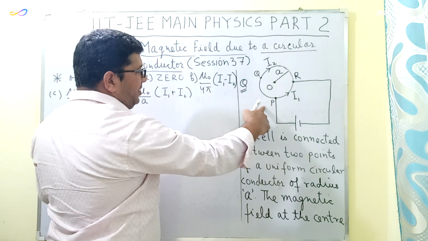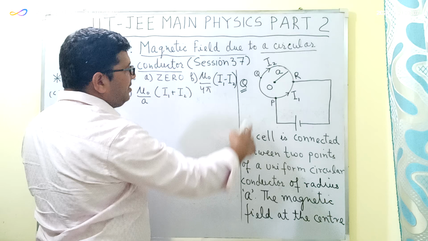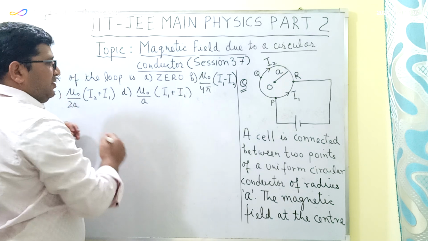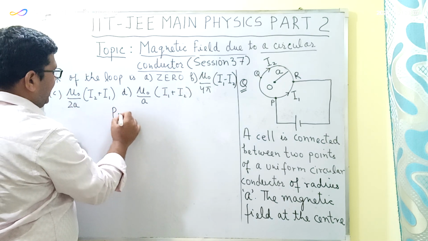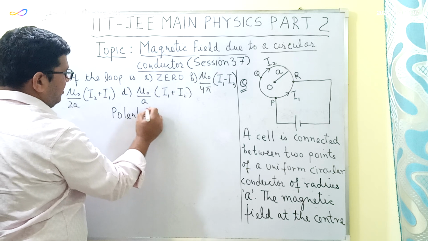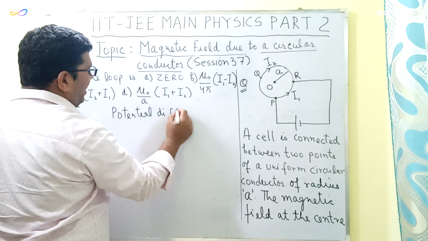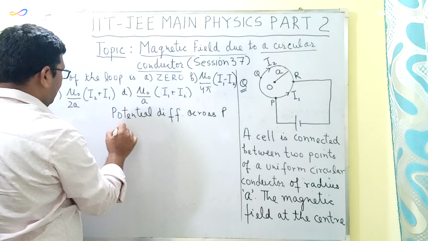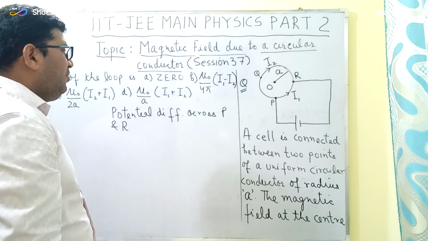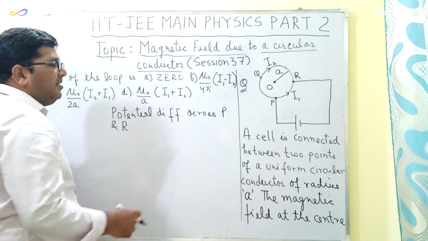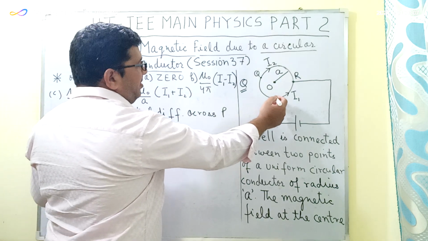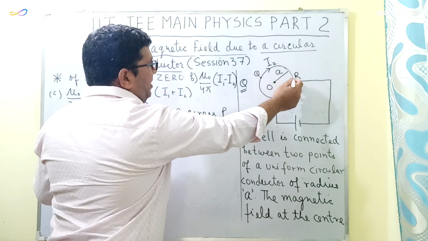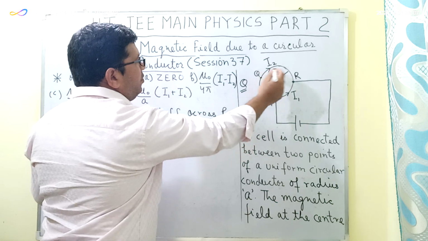Now, in order to find the magnetic field at the center of this circular conductor, we will first of all find the potential difference across the points P and R. In order to find the potential difference across P and R, we will be finding the resistance between the points P and R along the arc PQR.